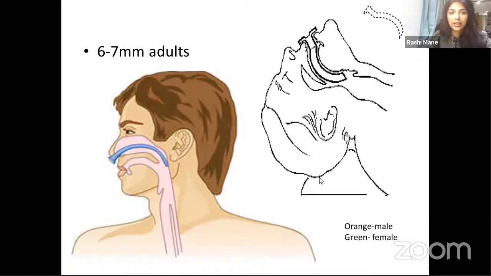Just to describe where they all go. Usually how you assess the size of it is you just look at the diameter of the nostril and you play it by eye, but usually it's around 6 to 7 millimeters for adults. For the oropharyngeal adjunct, you would see an orange one you usually use for a male or green for a female. I'll go on to describing how you measure it.